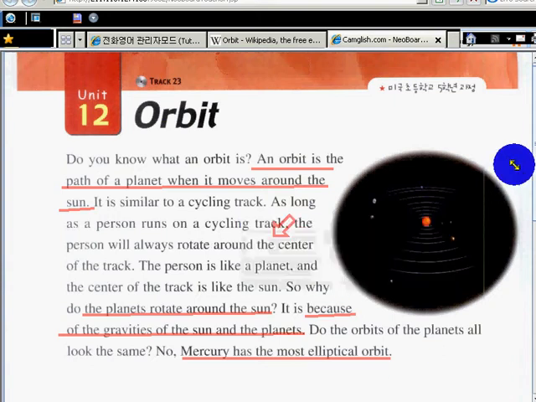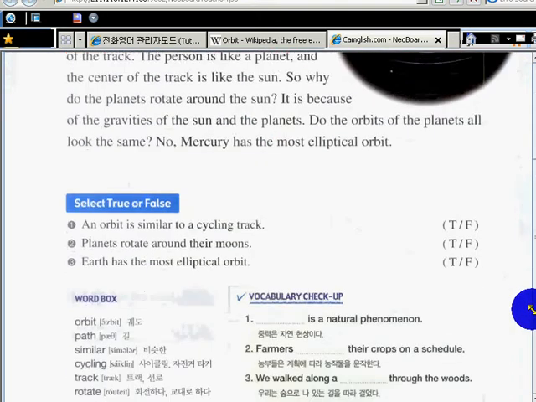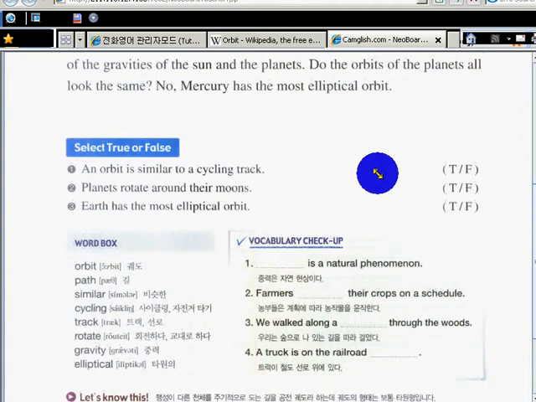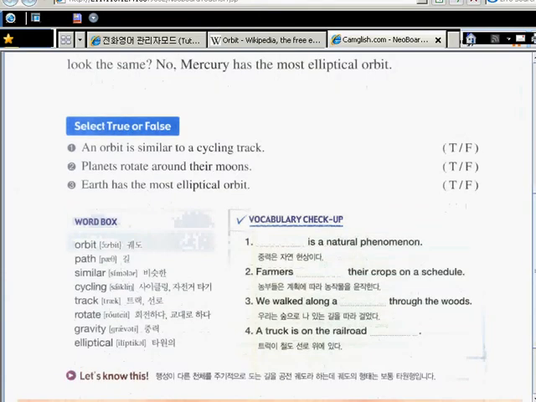Okay, now let's move on to select true or false. All you have to do is encircle T if the statement is true and encircle F if the statement is false. Let's start. Number 1. An orbit is similar to a cycling track. Is it true or false? Okay, it's T. True.